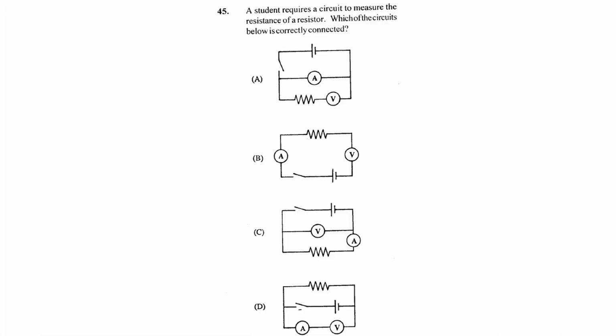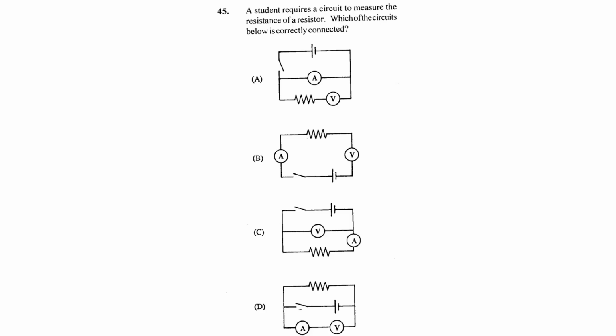Number 45. A student requires a circuit to measure the resistance of a resistor. Which of the circuits below is correctly connected? Notice we have some ammeters and voltmeters in each of our diagrams. How should an ammeter be connected? An ammeter should be connected in series. How should the voltmeter be connected? It should be connected in parallel.